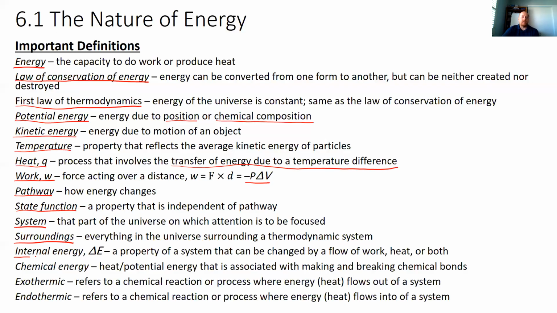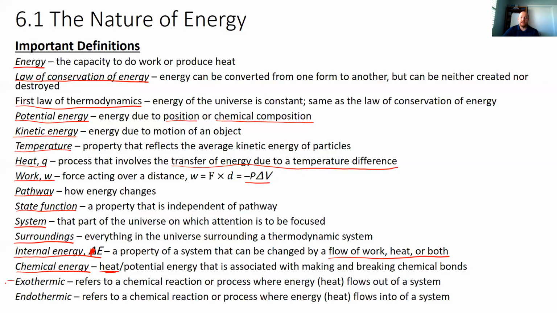We also have the internal energy of a system, and so that's just a property that, I guess this should be not delta E, but just E. It's a property of a system that can be changed by the flow of work or heat, or both. Now we're going to look at internal energy and its relationship to some other thermodynamic properties as well. Chemical energy. Okay, so chemical energy is just the energy associated with bonds. So this is a potential energy or type of potential energy. And we think of it as heat in many cases.